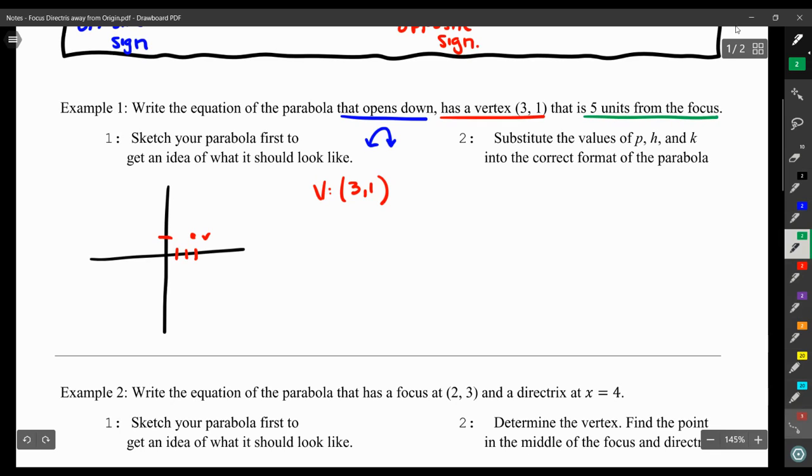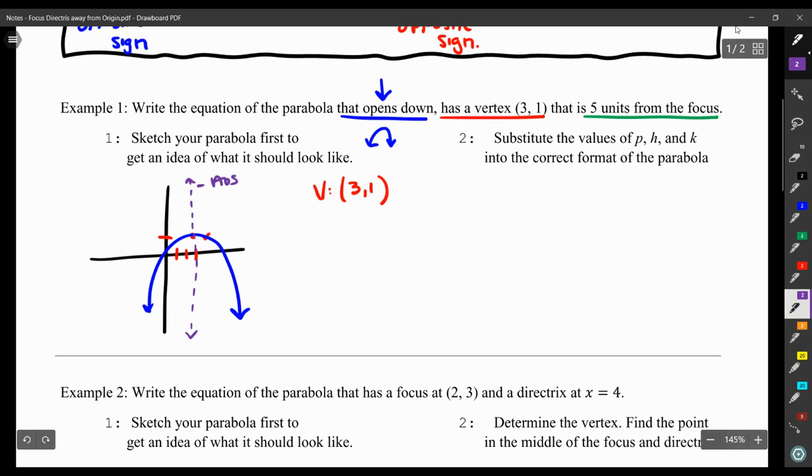But if all I have is this information, that doesn't help a lot because this could be 5 units above the vertex or it could be 5 units below the vertex. So we have to use the fact that the parabola opens down to help us. So this is kind of what my parabola should look like, something like this. And since the parabola opens down, I also know that this here is the axis of symmetry. A vertical axis of symmetry because that's the line that cuts it in half.